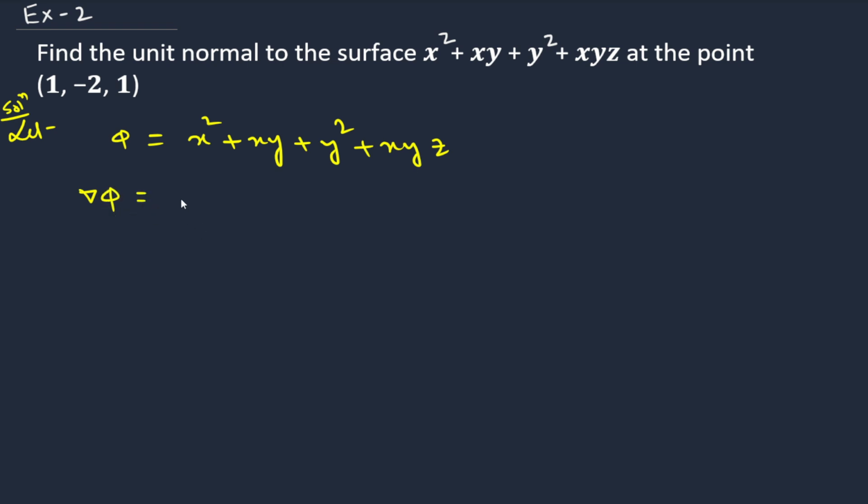So first gradient of phi. So gradient of phi is again i del phi by del x, j del phi by del y, and then k del phi by del z. So if you want, then you can write i cap, j cap, k cap. So here I am omitting the caps. So i into del phi by del x. So this is our phi, right? So we have to differentiate this phi with respect to x. The first term is x square. So if we differentiate x square, what we will get? Twice x plus. In the second term there is x.